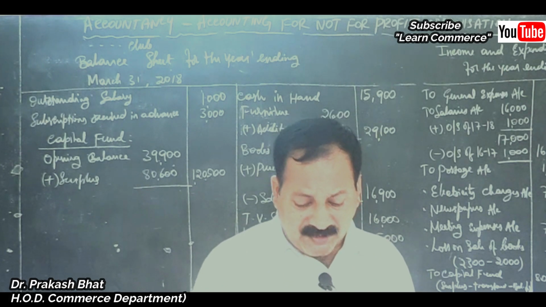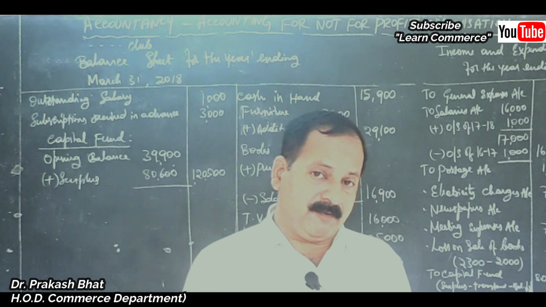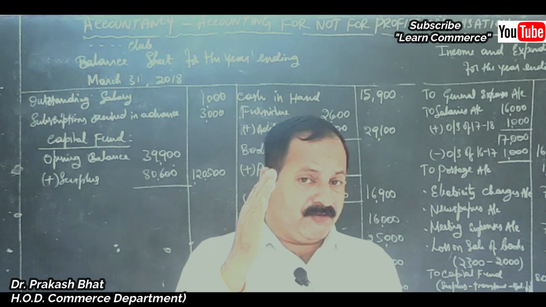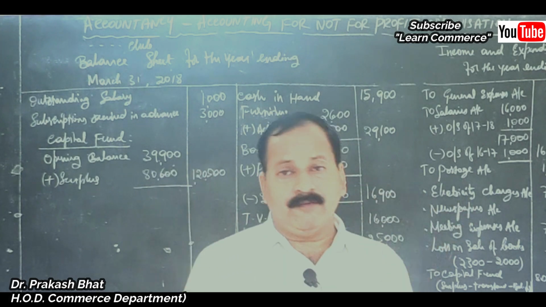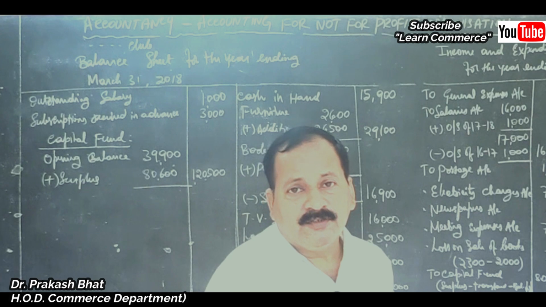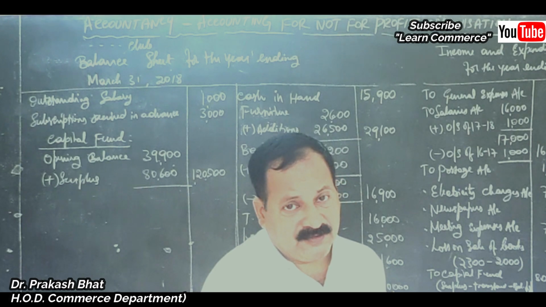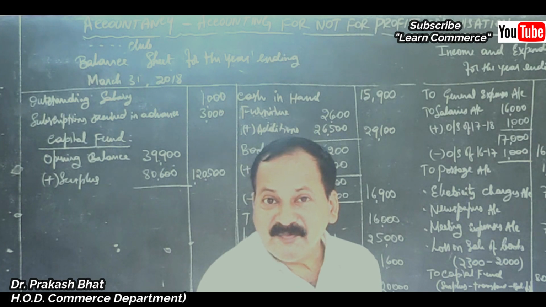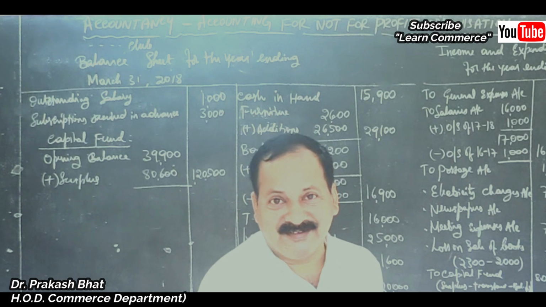And try to understand what is given in the problem, and have a clear vision regarding the distinction between capital and revenue items. That is enough to solve a problem of a not-for-profit organization, that is, final accounts. With this, your part 1 comes to an end.